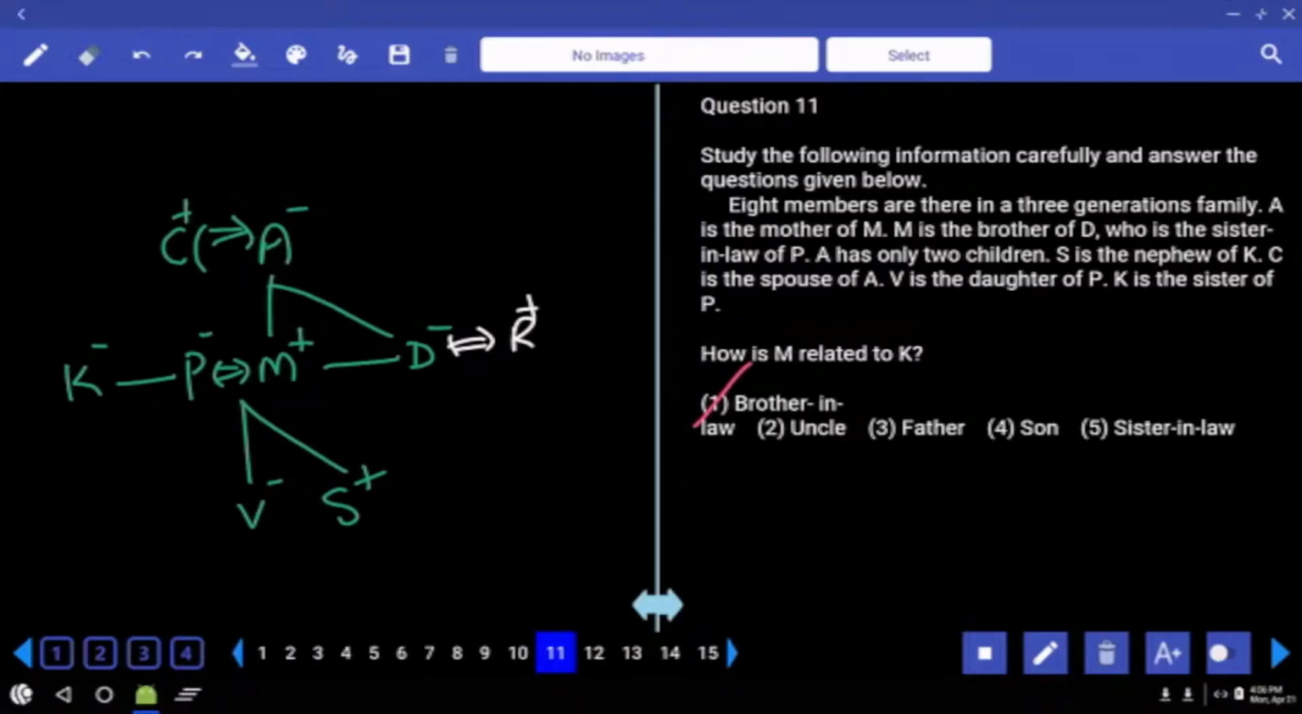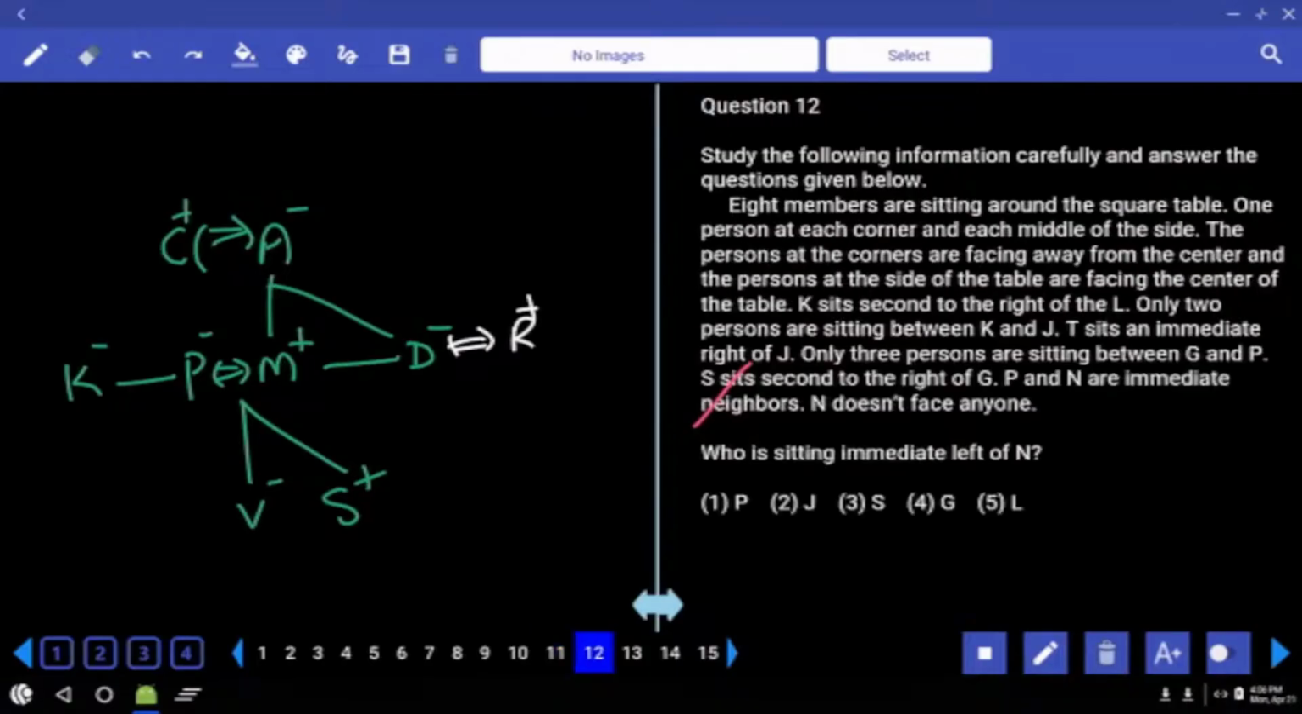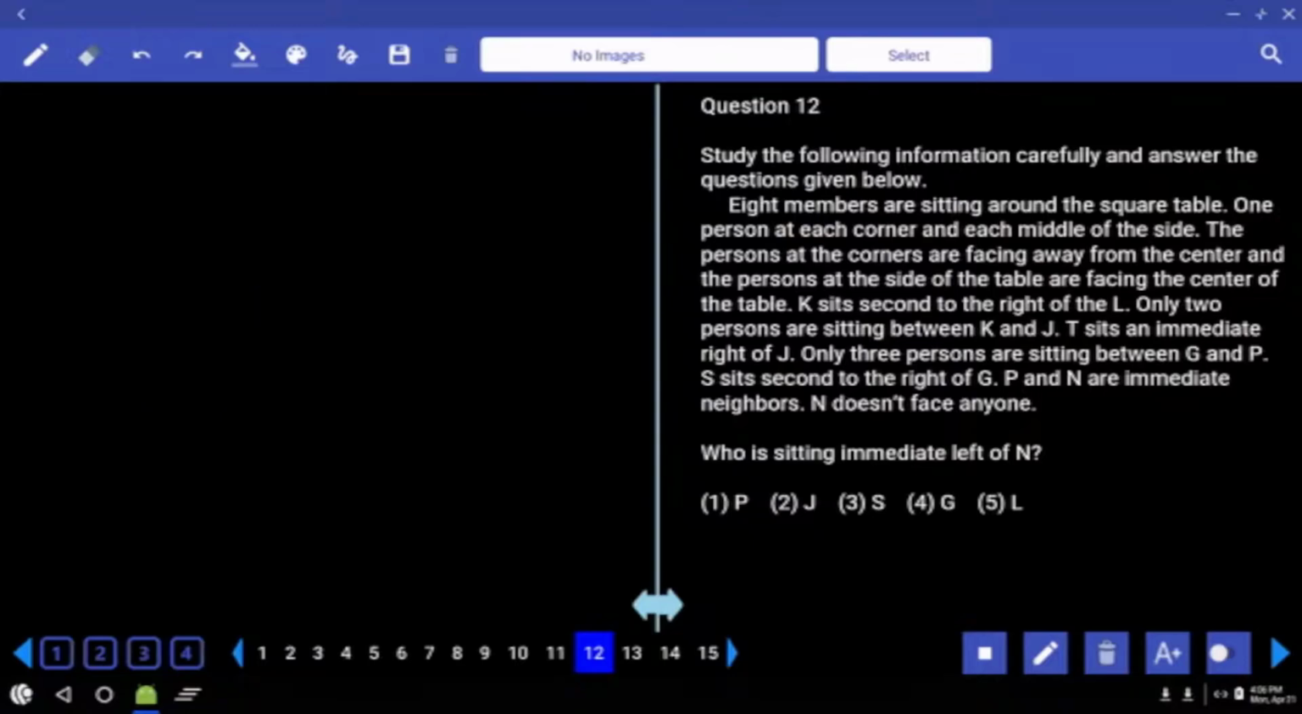9 to 11 done. The next one, 12 onwards. Now in this 12, 8 persons were there, seated around a square table. Square table, first or the second? Without a parameter, definitely under the first priority. And 8 persons were there, seated around a square table. Now these are the 8 persons: 1, 2, 3, 4 and 5, 6, 7, 8.